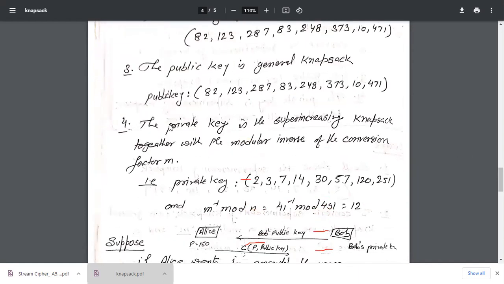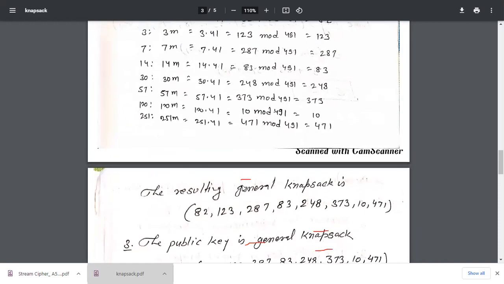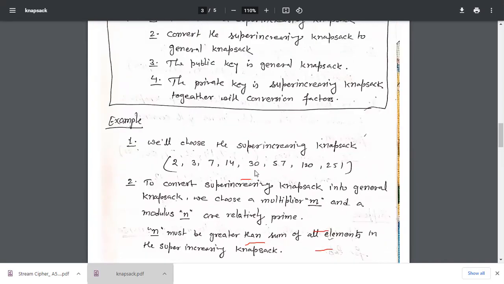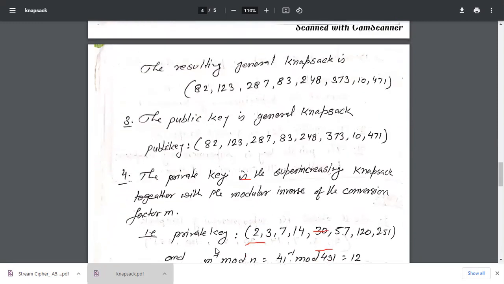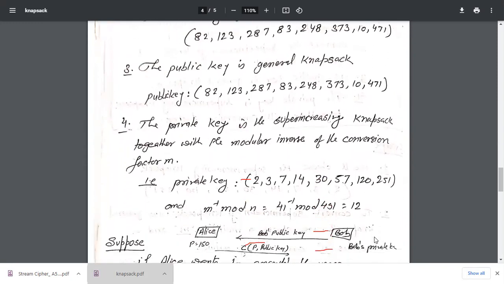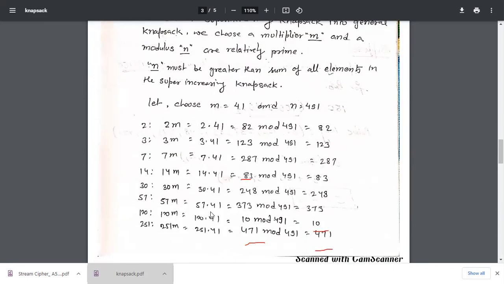Now next, the private key. The private key is the super increasing knapsack together with the modular inverse of the conversion factor n. So the super increasing knapsack we have is 237, 14, 30, 57, 120, 251. It is the private key. And with that, the modular inverse of the conversion factor. So M, what we have considered, is 41.